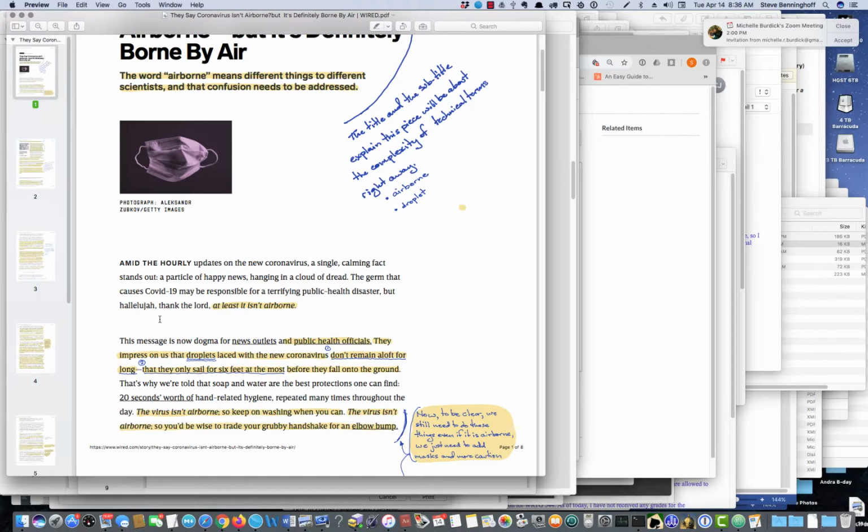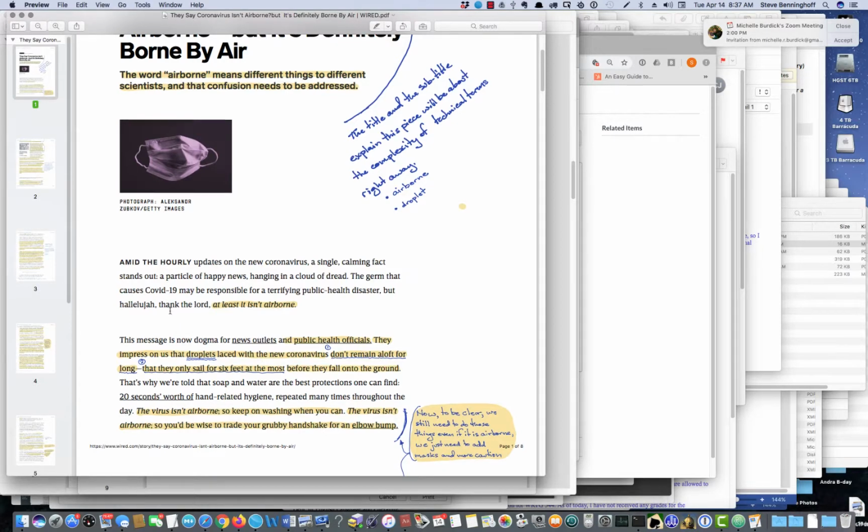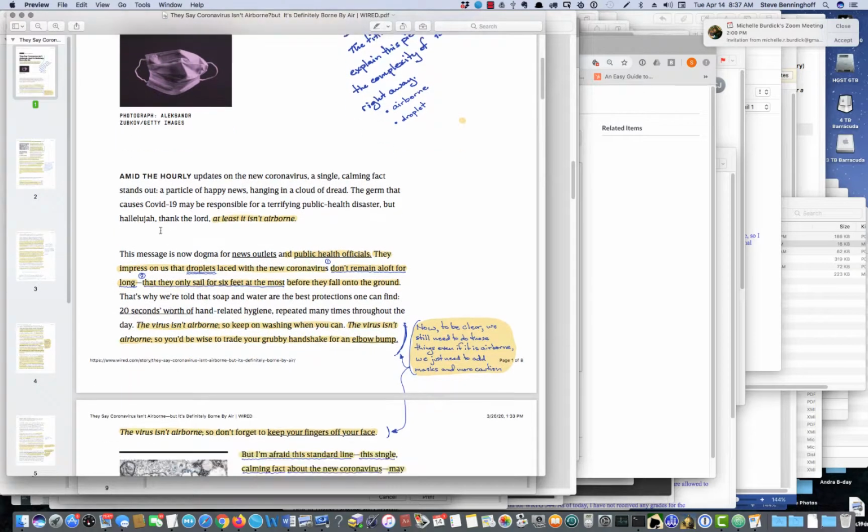I'm sorry, I said that wrong. If it's greater than 5 microns, no, I got it right. If it's less than 5 microns, then it hangs in the air. If it's greater than 5 microns, then they think that the bits fall to the ground. And this is the way that our public health officials thought about COVID-19.